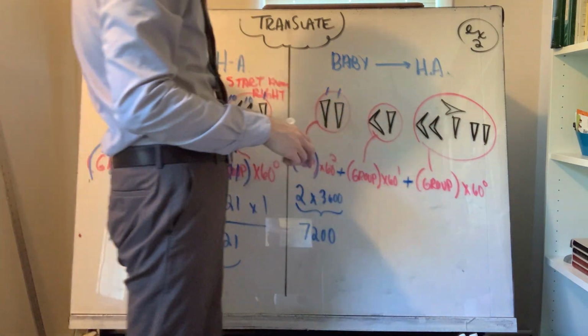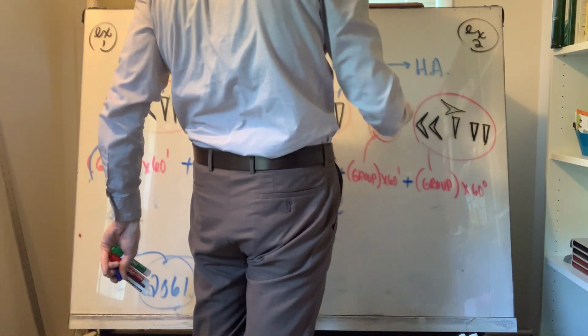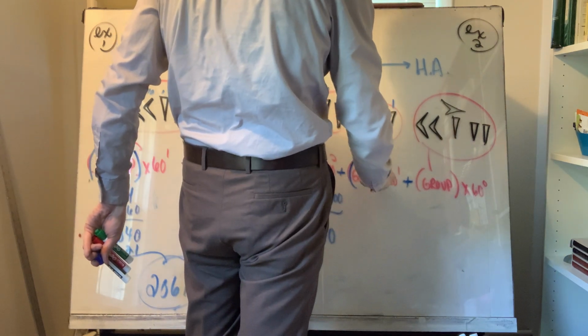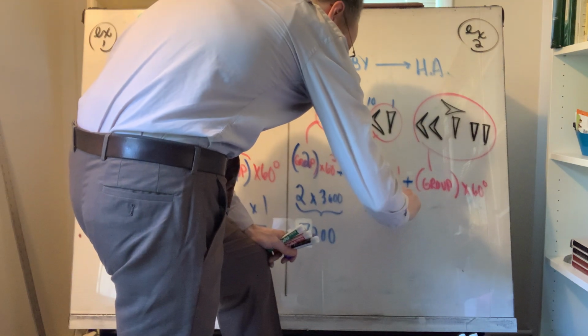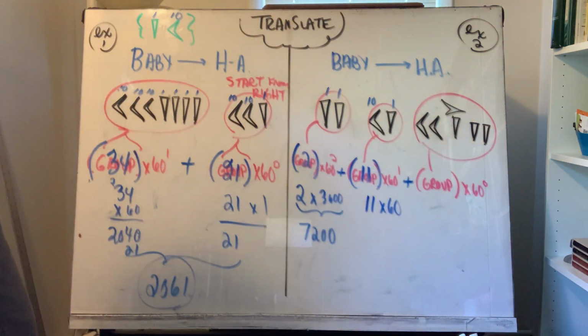This is a boomerang and then a wedge, so 10 and then 1, which makes this second group 11. And therefore it is really 11 times 60, which would be 660.